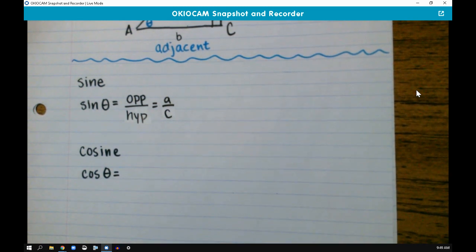Okay, cosine is our adjacent over our hypotenuse. So that's going to be B over C.